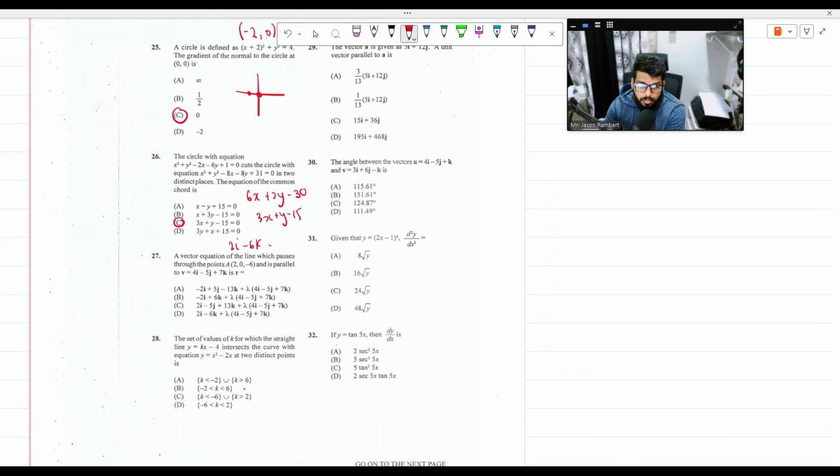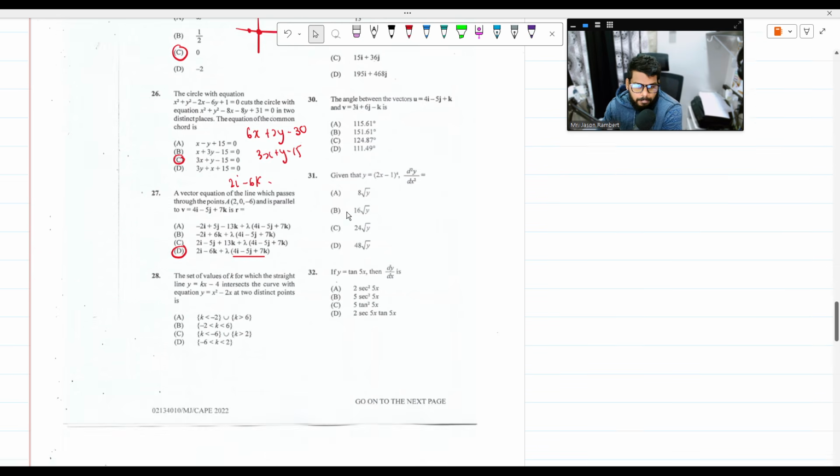So the only one that goes to 2i minus 6k is D. And just to complete the question, I must go in the direction of the vector and is parallel to V. So they actually use the vector V as itself here, right? So that's no problem. Cool. So the answer is D.